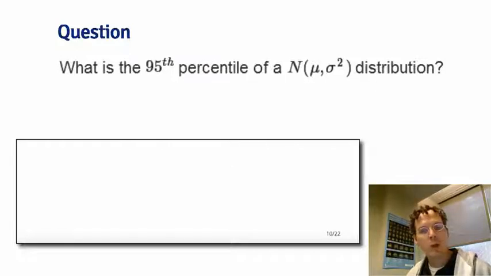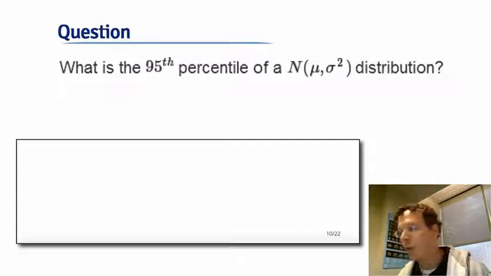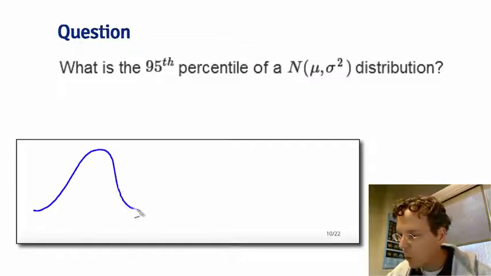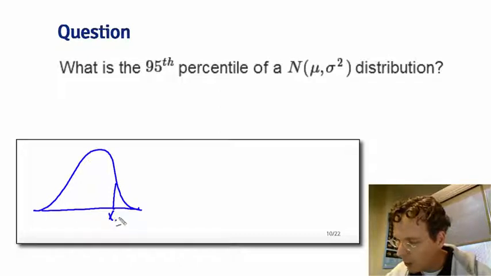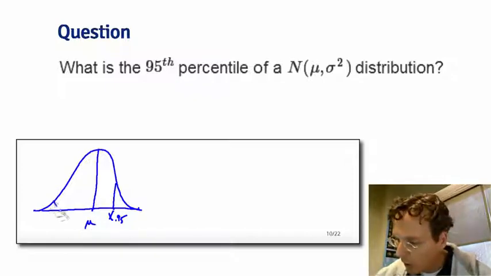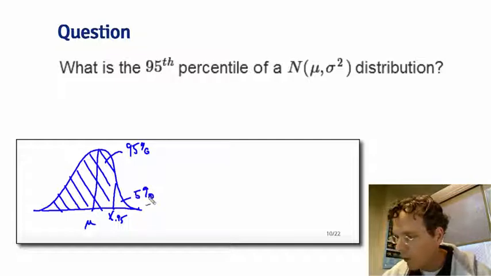Let's go through some quick calculations of increasing difficulty. So first, what is the 95th percentile of a normal mu sigma squared distribution? So in other words, we want the point x 0.95 from a normal distribution having mean mu and variance sigma squared, so that 95% lies below it. We want that to be 95% and that to be 5%. So this is the value.